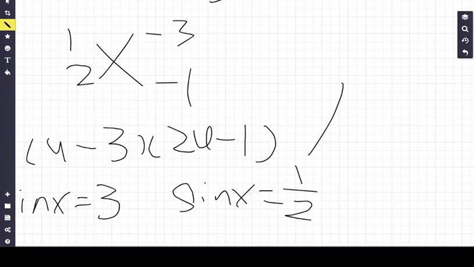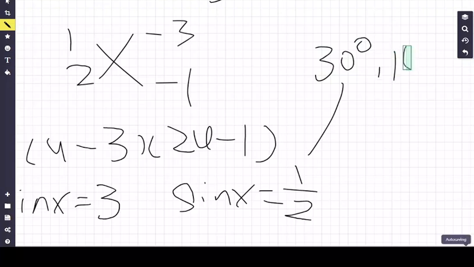The solutions for this are 30 degrees and, in quadrant 2, 5 times 180 divided by 6, so 150 degrees. So the answers are 30 degrees and 150 degrees, right? So that's that part.